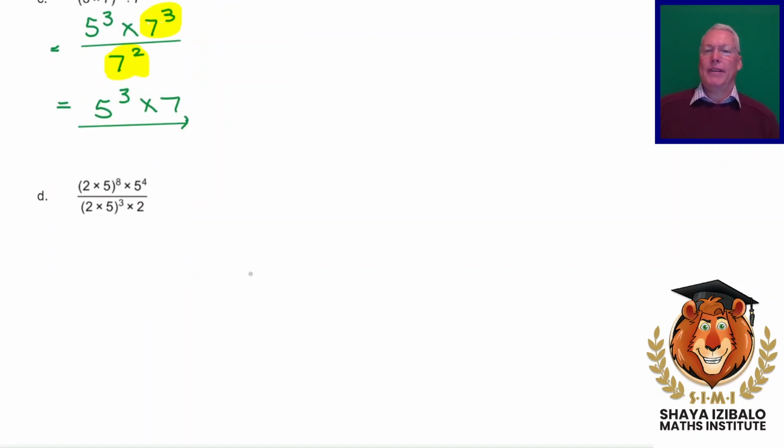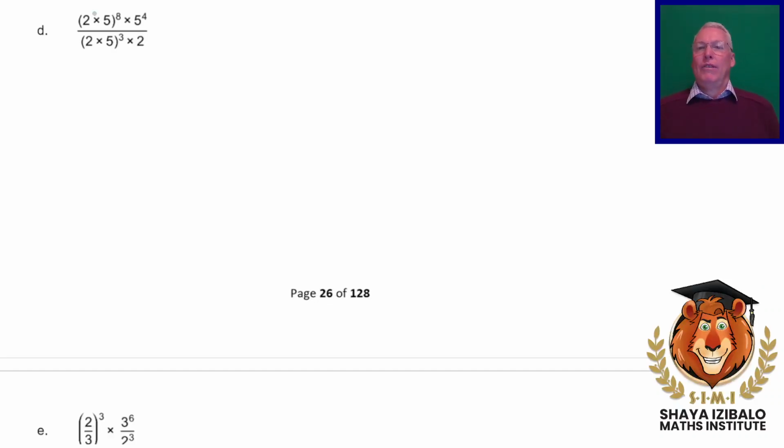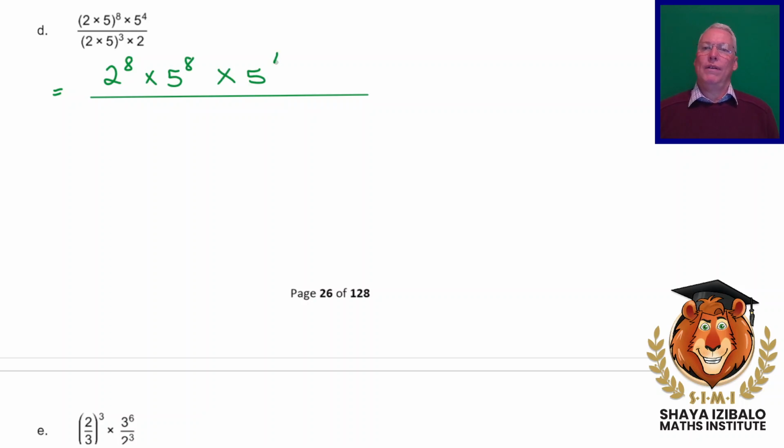Okay, right. If you haven't tried this one, pause the video and try it, and then let it play again and see how we go. Right, so both the 2 and the 5 have to get the power of 8. Okay, 2 to the 8 times 5 to the 8 times 5 to the 4. On the denominator, both the 2 and the 5 need to get that power of 3.